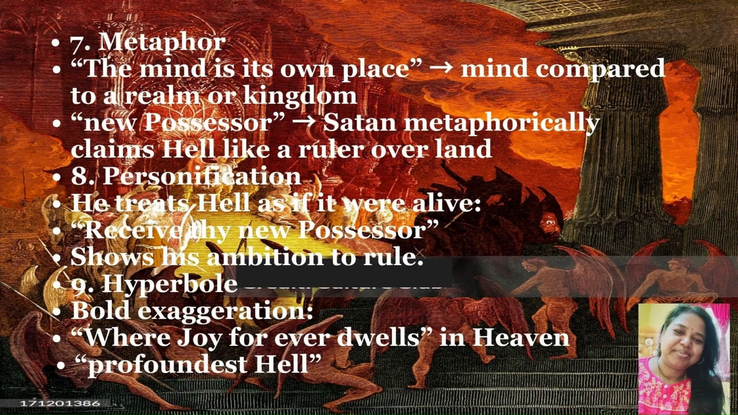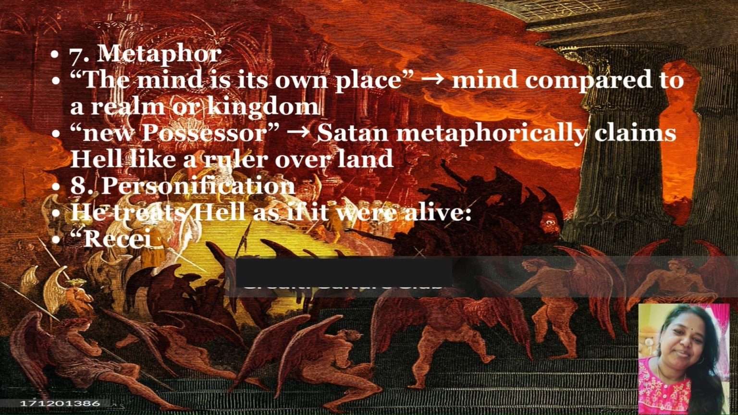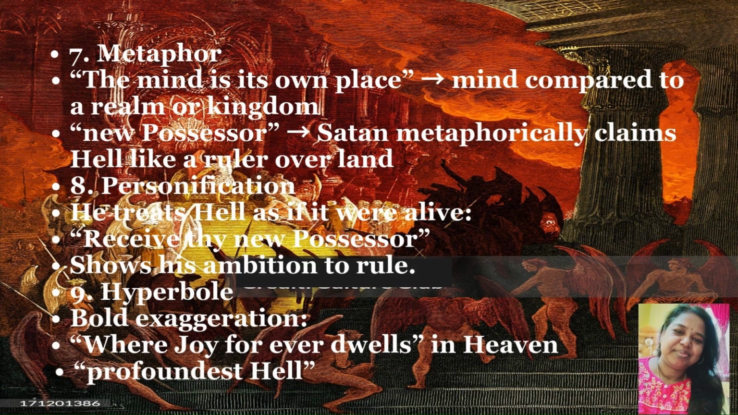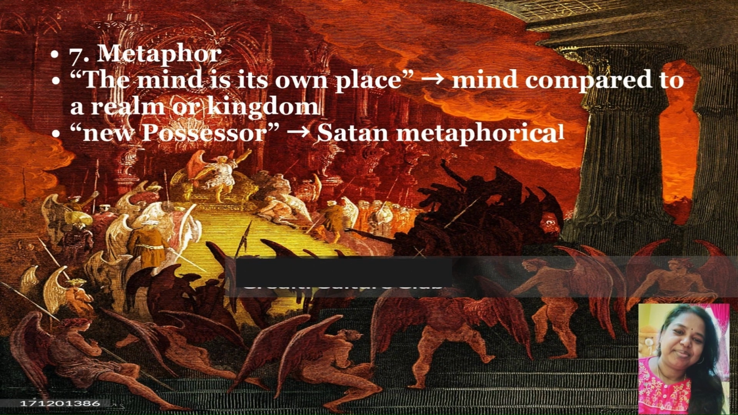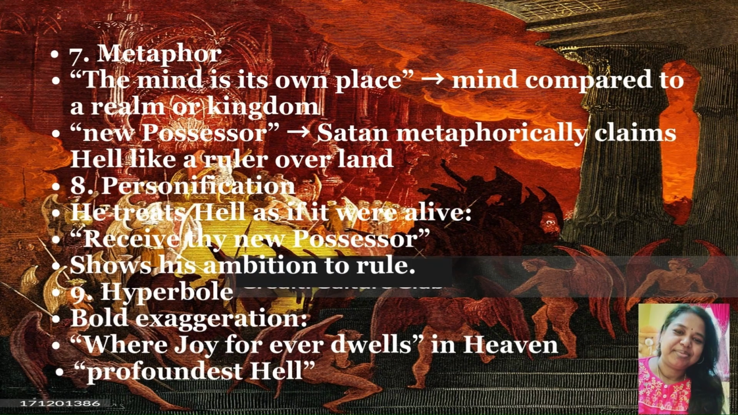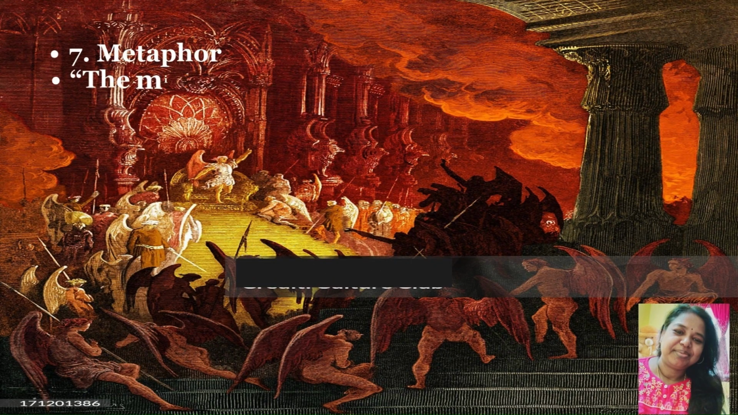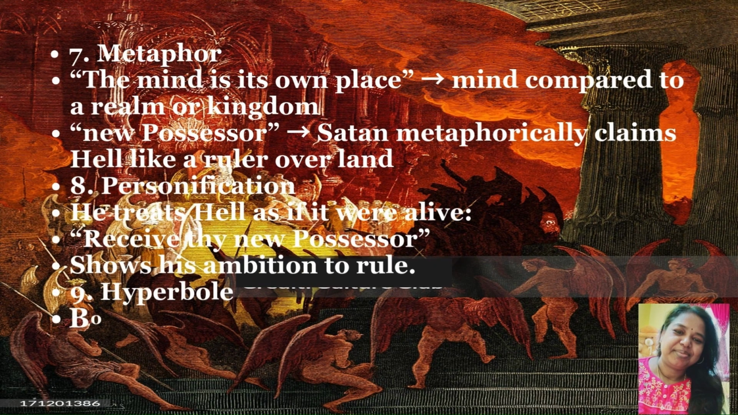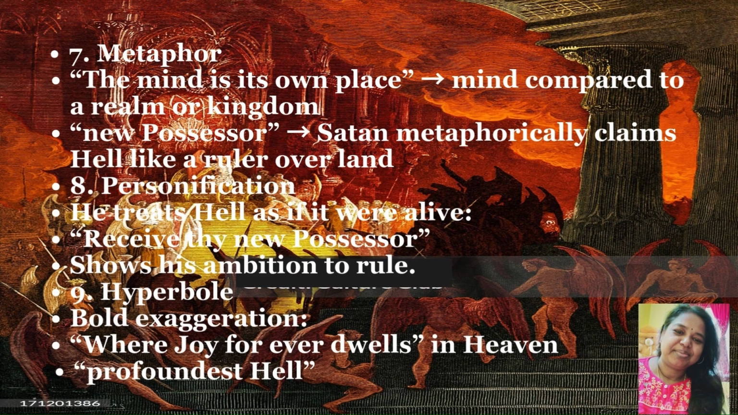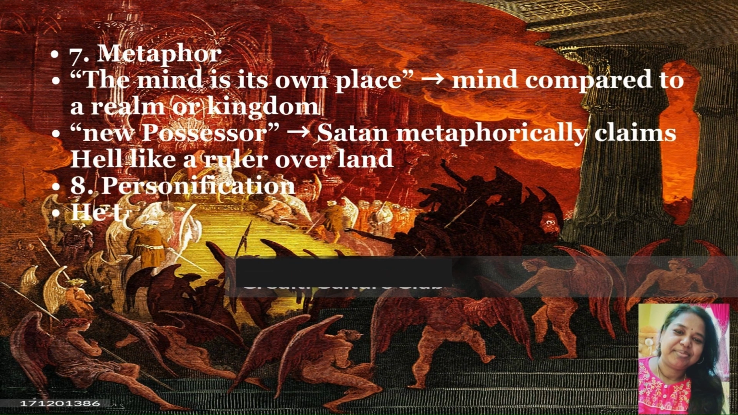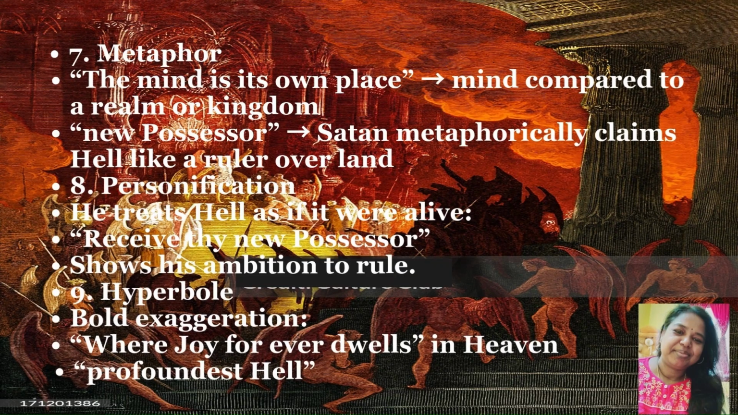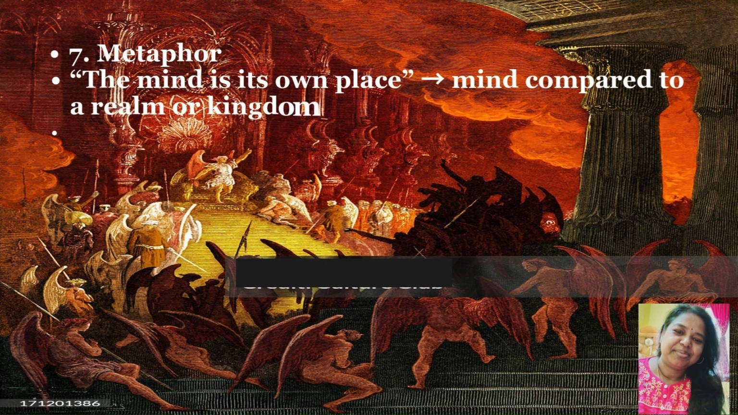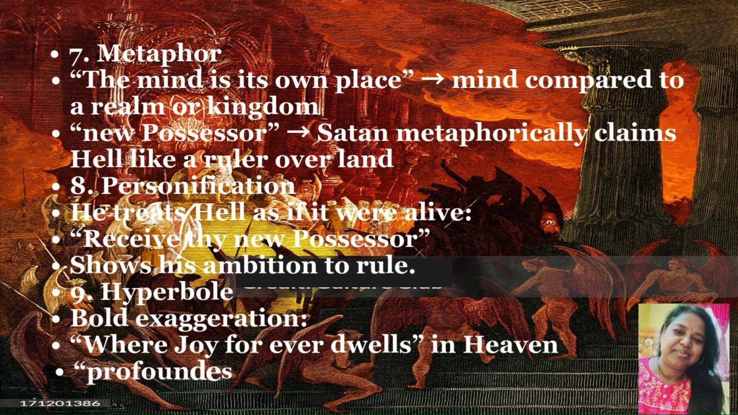7. Metaphor could be found in the following lines. The mind is its own place: the mind compared to a realm or kingdom. New possessor: Satan metaphorically claims hell like a ruler over land. 8. Personification could be found in the following lines. He treats hell as if it were alive. Receive thy new possessor. It shows his ambition to rule. 9. Hyperbole could be found in the following lines.